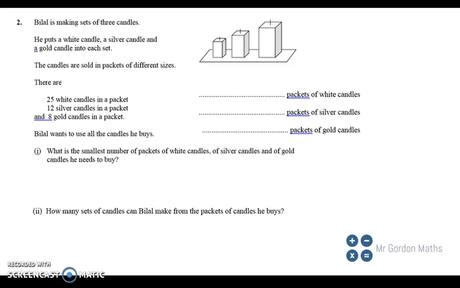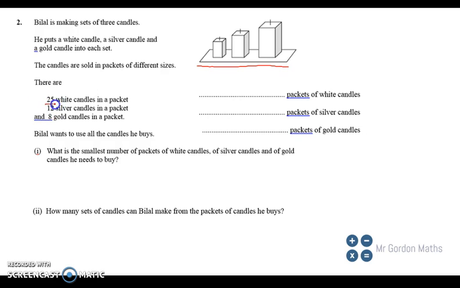Okay, question 2. We've got Bilal is making sets of 3 candles. He puts a white candle, a silver candle, and a gold candle into each set. So it's like one of each makes a set. When he's buying the candles, they're sold in packets of different sizes.